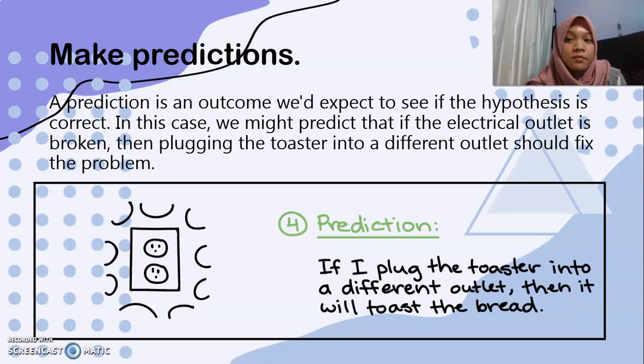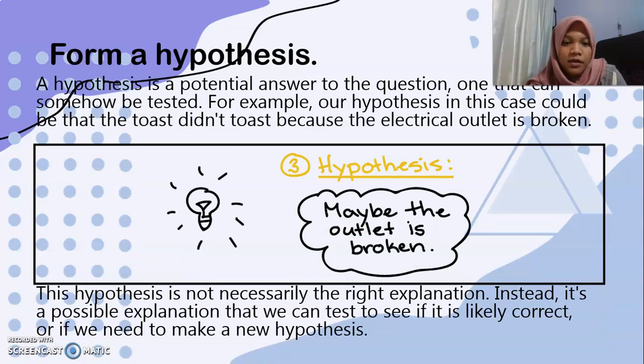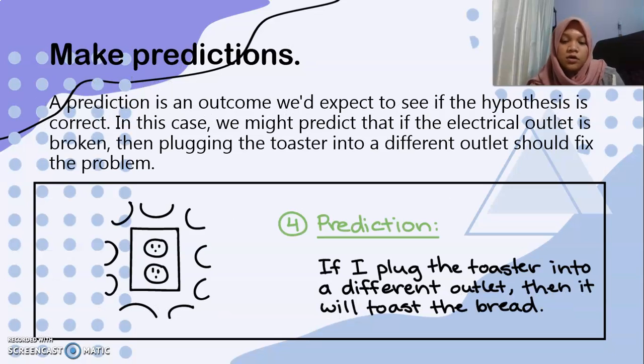The next one is make a prediction. A prediction is an outcome we expect to see if the hypothesis is correct. In this case, we might predict that if the electrical outlet is broken, then plugging the toaster into a different outlet should fix the problem. So since our earlier hypothesis is maybe the outlet is broken, what we would like to try is, if I plug the toaster into a different outlet, then it will toast the bread.